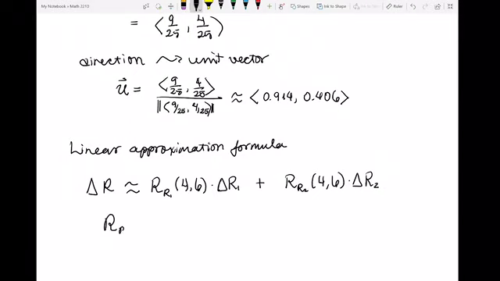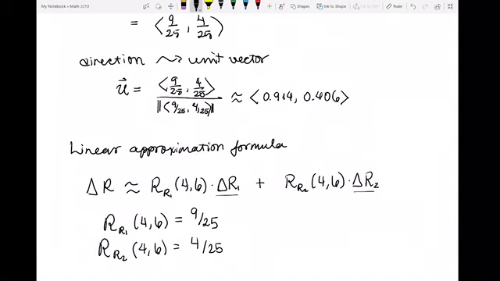So let's just write down what we know in this equation so far. The partial of R with respect to R1 at 4, 6, we already know this from the gradient, right? That's going to be 9 over 25. Same with R2: the partial with respect to R2, evaluated at 4 and 6, is going to be 4 over 25. Now I had better figure out what these guys are. The way to do that is going to be looking at the direction of the gradient, right?